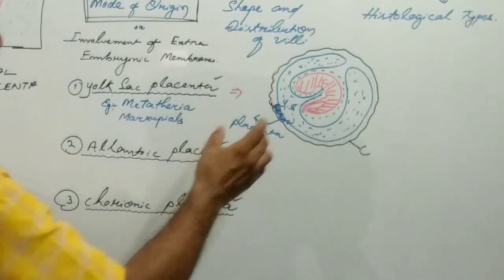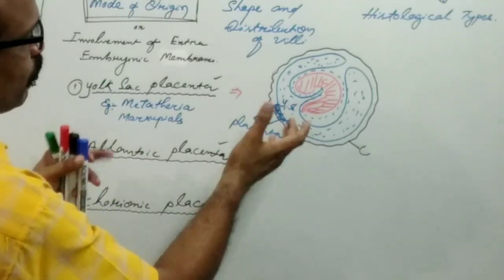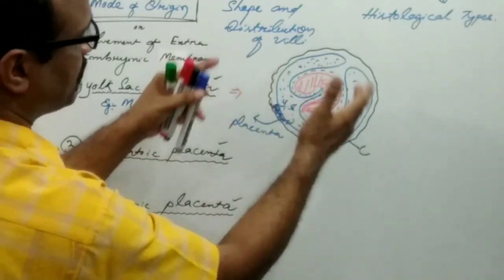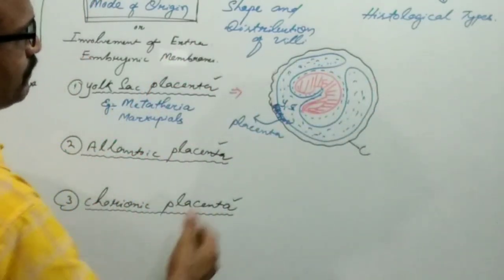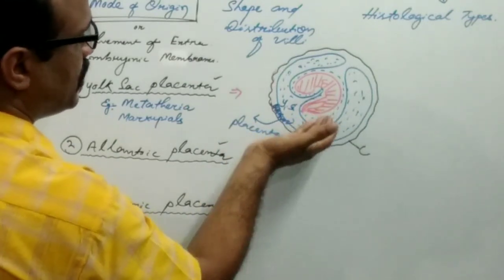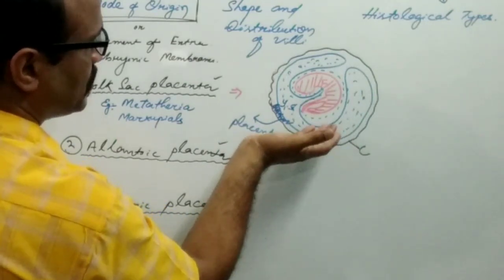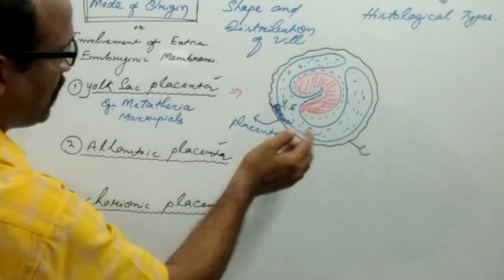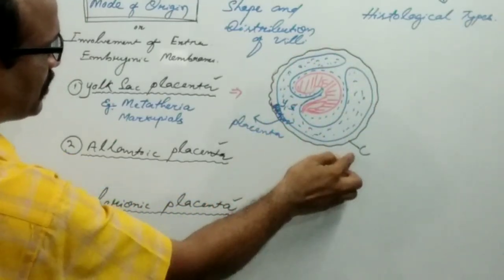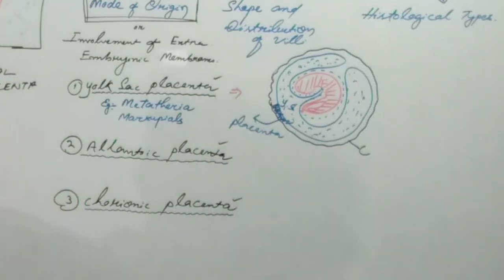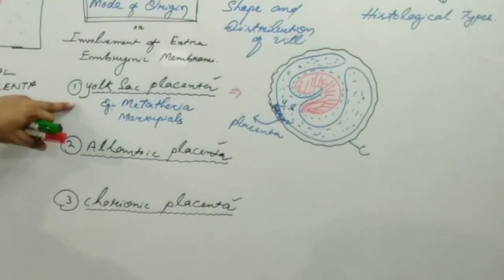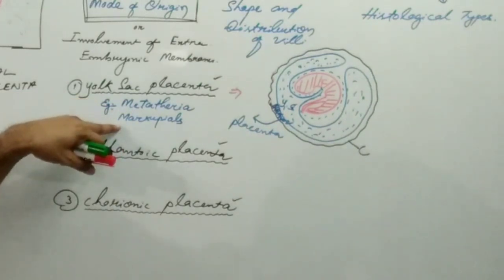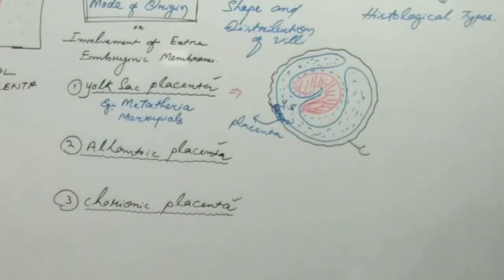And here the yolk sac develops more and more and occupies most of the extra-embryonic space, and covers the amniotic space as well as the embryo, and comes in contact with the chorion and forms the placenta. That's why this type of placenta is known as the yolk sac placenta, found in metatherians and marsupials.